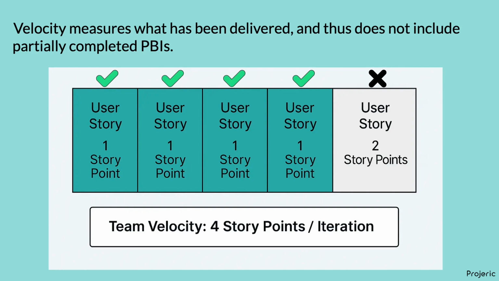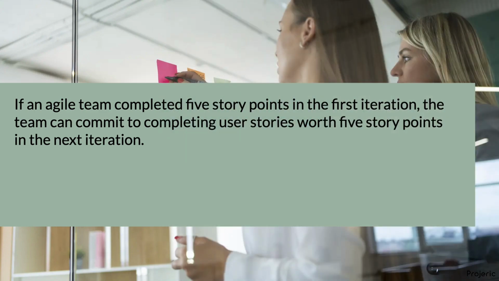Velocity is an important metric in planning how much work the team will commit to in the next iteration and in forecasting the project schedule and budget. If an Agile team completed 5 story points in the first iteration, the team can commit to completing user stories worth 5 story points in the next iteration.